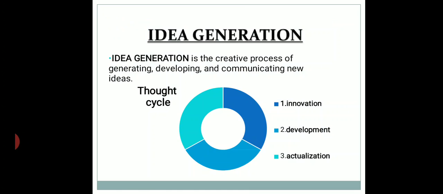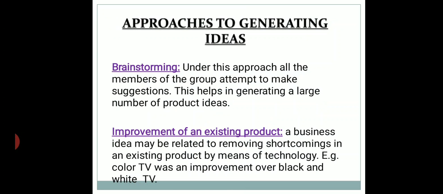In the thought cycle, you will see three sectors. One is innovation, wherein you think about new, innovative ways to actually create an idea or create a product which will end as an idea. Then comes development of that idea. You should be sure that that idea can be further developed. And you need to go for actualization. You should realize that this is actually possible, so it is executable also.